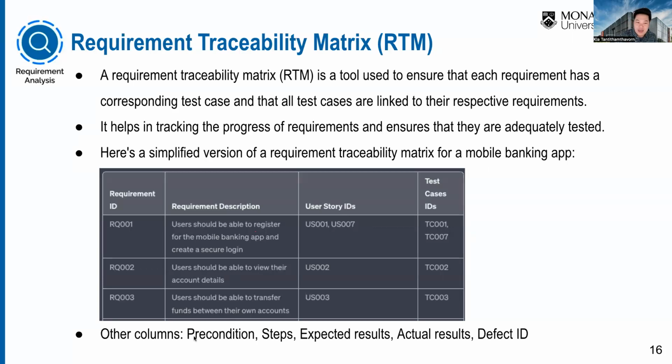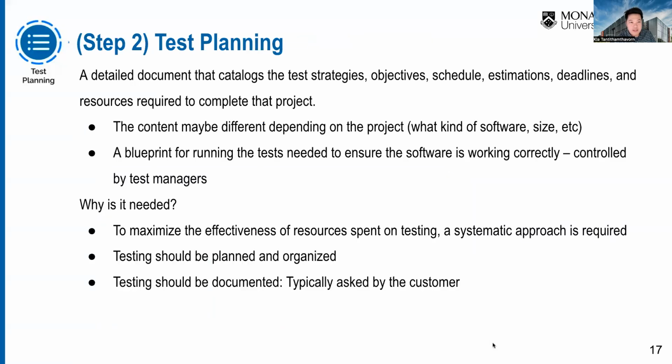But some other columns could be there as well. For example, precondition, what are the steps to do? What are the expected results? What are the actual results? And what could be the potential defect ID, okay? Preconditions, for example, to meet this requirement, the user must be successfully logged in first in order to view the transaction. That's a precondition. If the precondition is not met, then how can the user view the transaction details, right? This is an example. What are the steps to do? That's the acceptance criteria there. Expected results, that's what we want the program to do. And what are the actual, right? That's the documentation thing, okay? So that's the requirement traceability matrix.